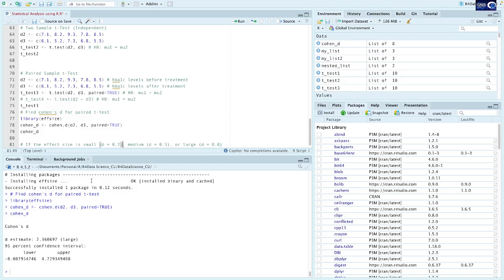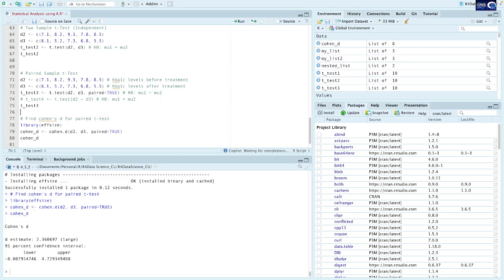If the Cohen's d value is less than 0.2, the effect size is small. If the Cohen's d value is between 0.2 and 0.5, it is a medium effect. And if the Cohen's d value is large, it will be greater than 0.8. If the value is greater than 0.8, the effect is large. So while considering the paired t-test, we need to consider this effect size as well. This is a post hoc test for the paired t-test. This is very important.